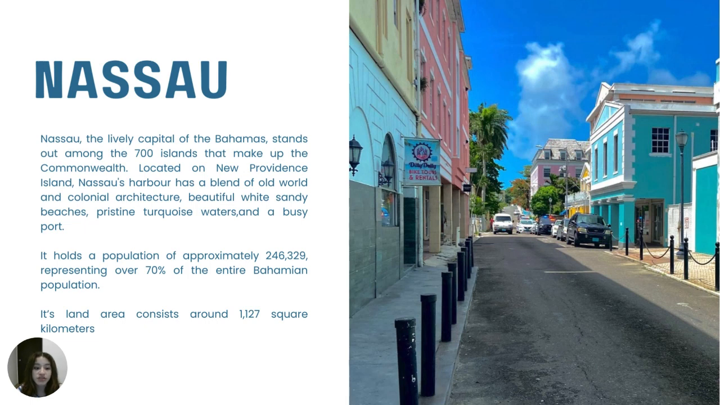It holds a population of approximately 246,329 people, representing over 70% of the entire Bahamian population. Its land area consists of around 1,137 square kilometers.